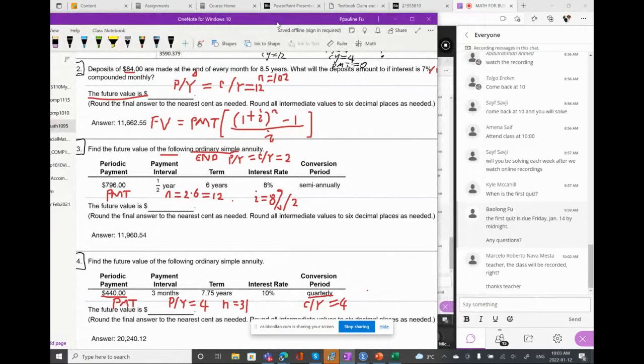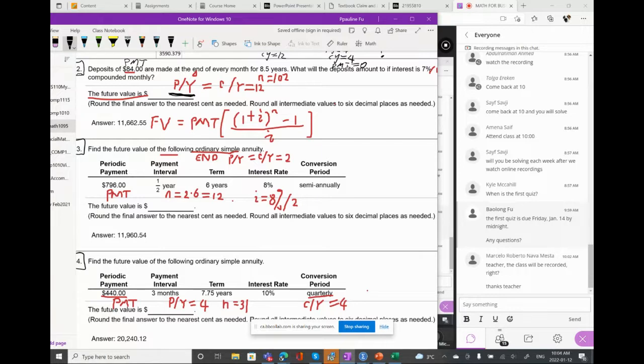So you make a series of deposits. We call this 84 PMT. 84 is PMT, payment. So you know what PMT is. And you make a deposit every month. We use PY to represent how many payments or how many deposits are made in 1 year.